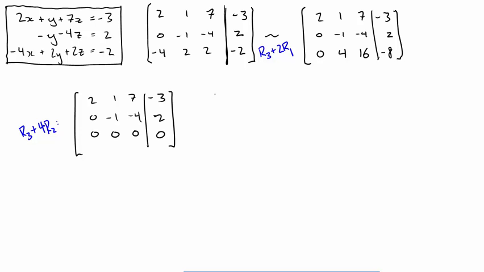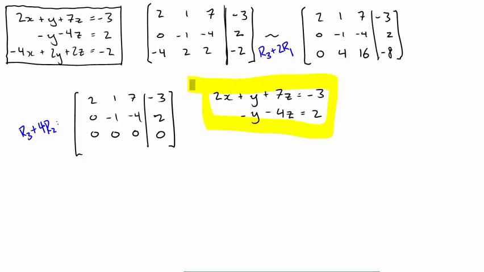And if we were to write down the corresponding system, here's what we'd get. 2x plus y plus 7z equals minus 3, and minus y minus 4z equals 2. But these are precisely the first two equations we had at the start. So what happened to the third equation? Well, it wasn't obvious when we first looked at the system, but that third equation is a linear combination of the previous two. We learned that through this row reduction exercise.